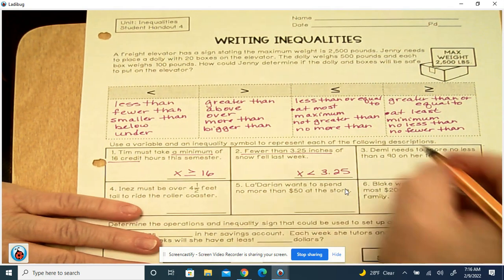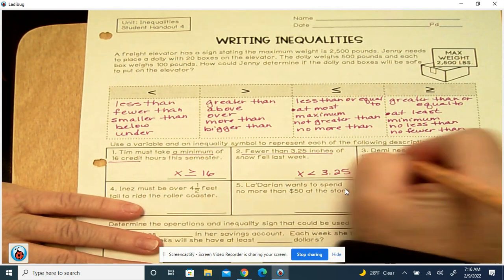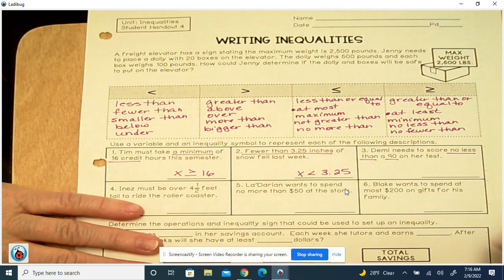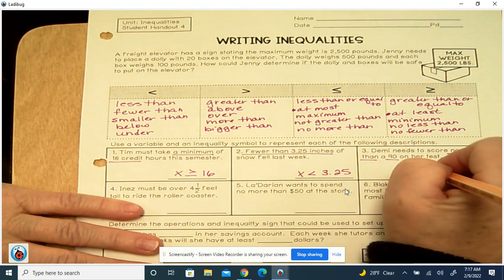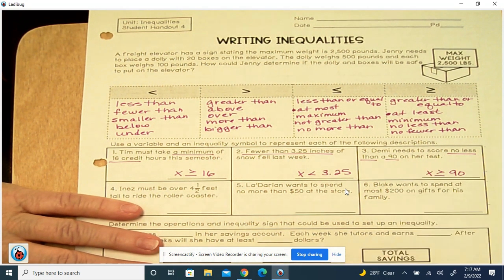So X is less than 3.25. Demi needs to score no less than a 90 on her test. So no less than's here. So X is greater than or equal to 90.